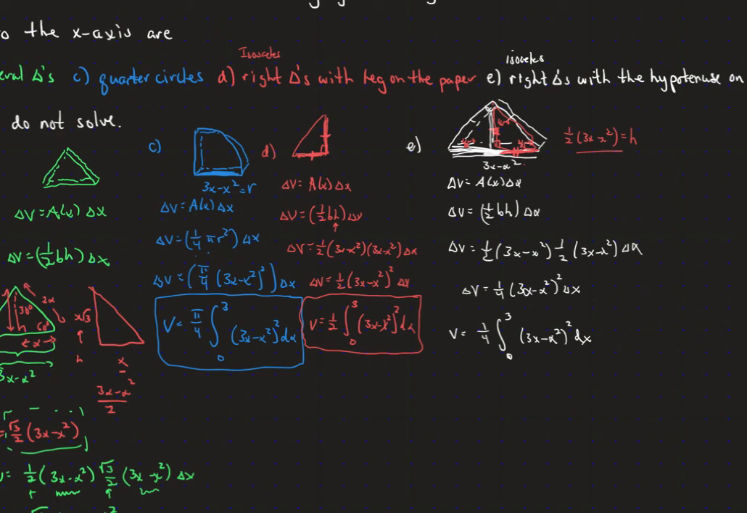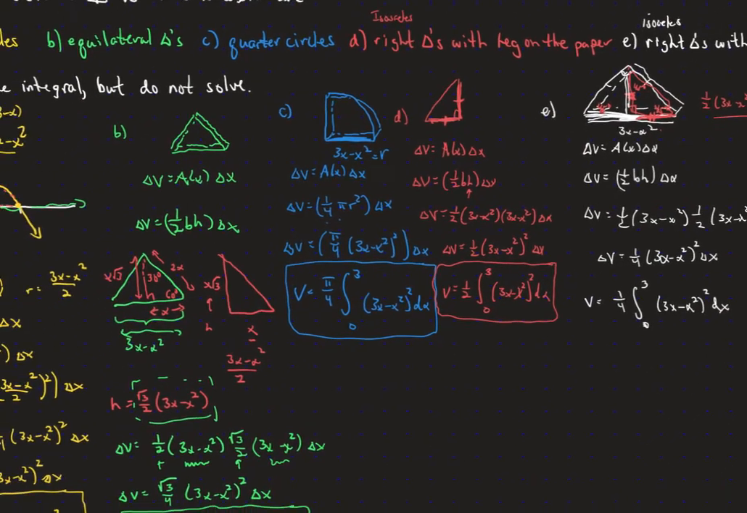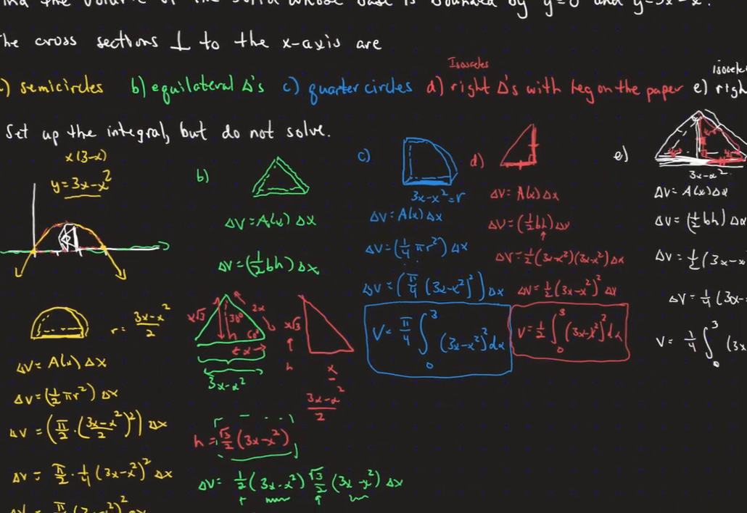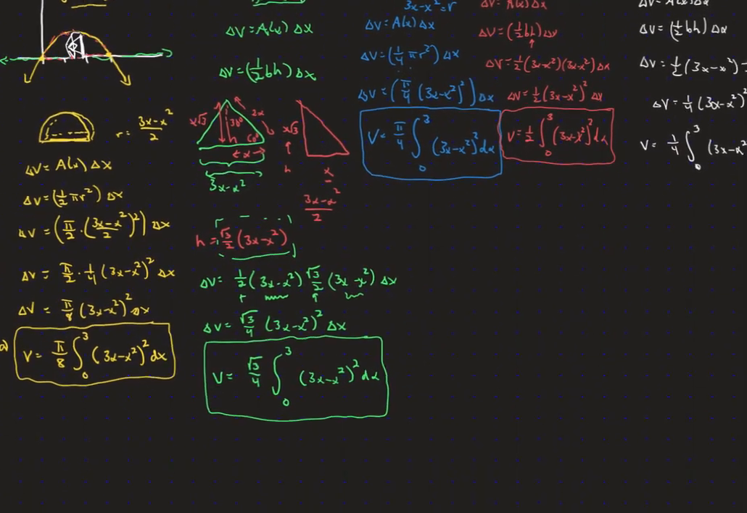So those are the most typical kinds of cross sections that you will be asked to find the volumes of, although you never know for sure. They can come up with something else. All right, very good.